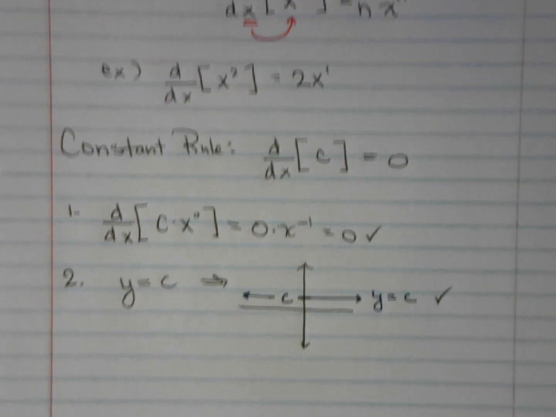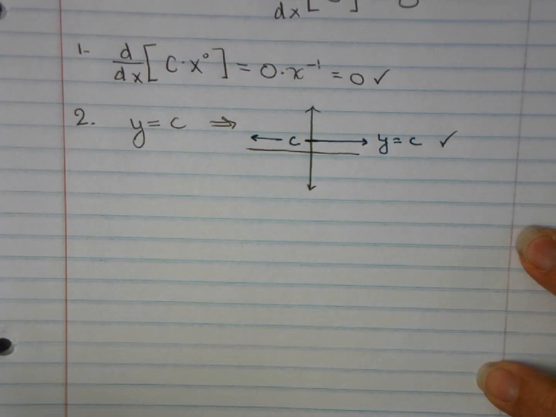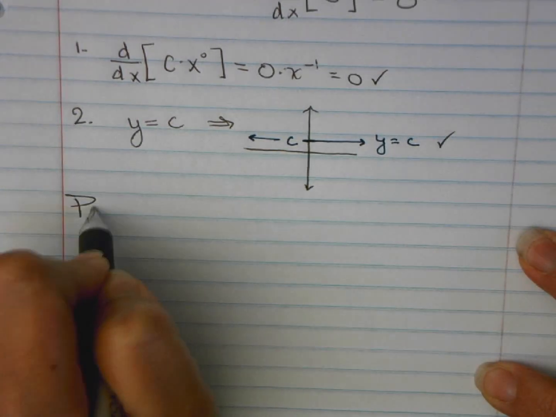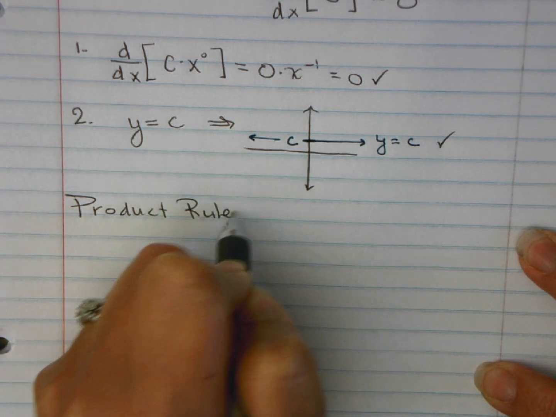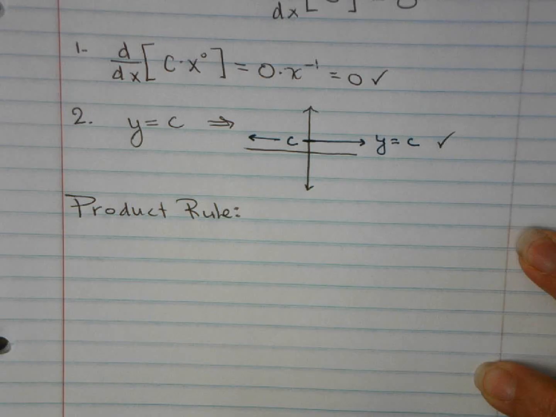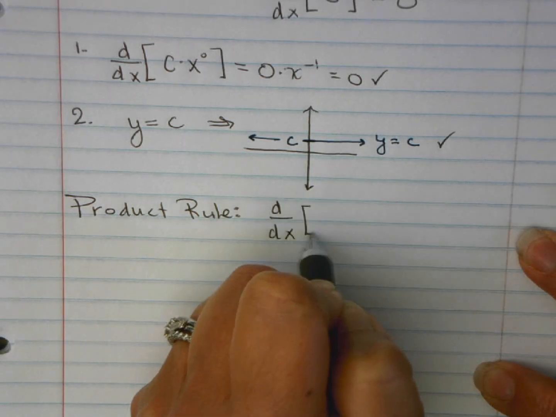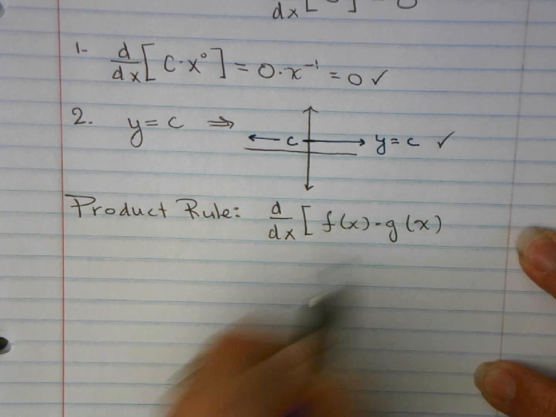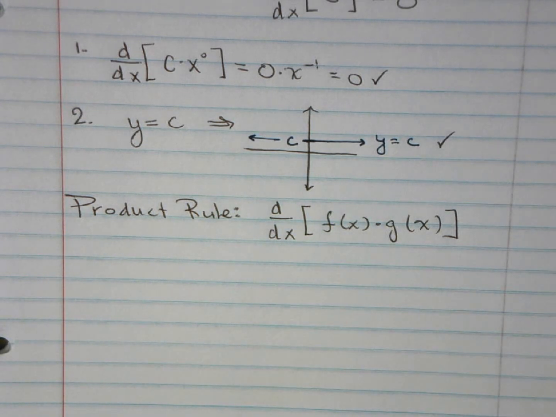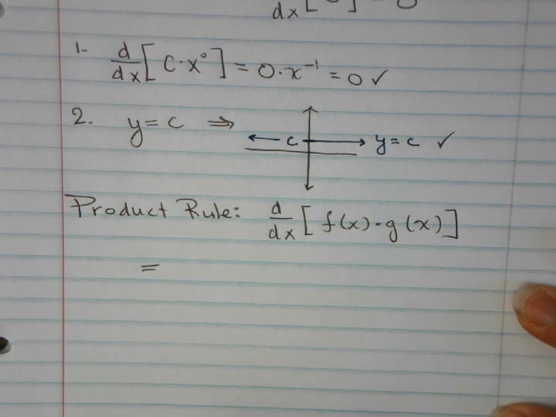All right, and the other two rules that we need is product rule. So for product rule, we're taking a look at trying to find the derivative of the product of two functions. My two functions are f and g. So that rule, I'm just going to do it under here.